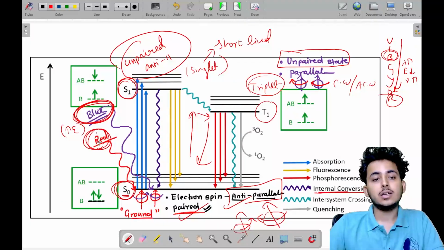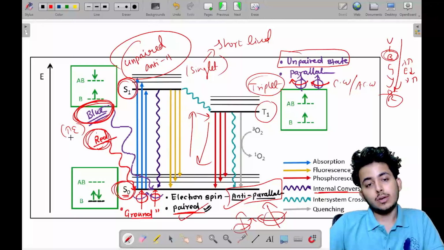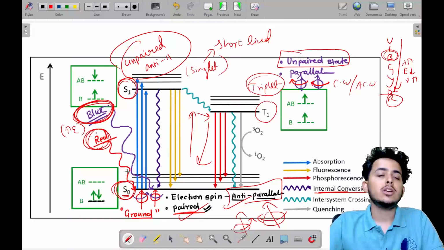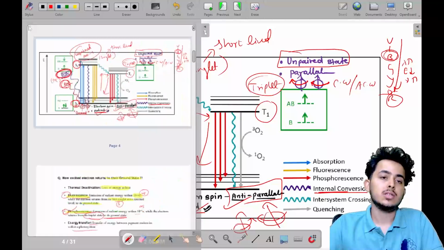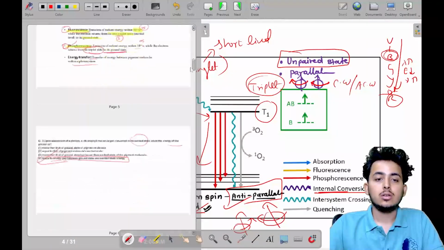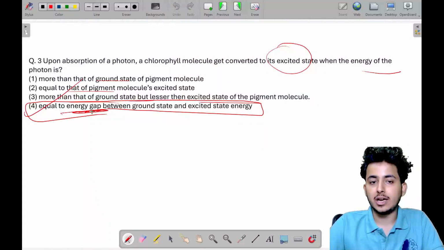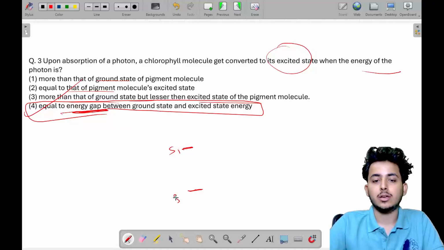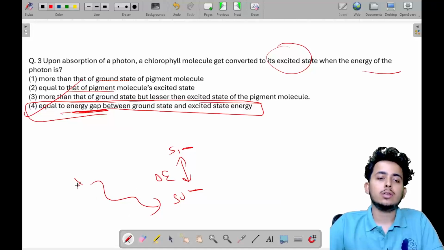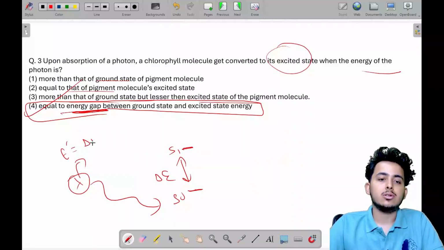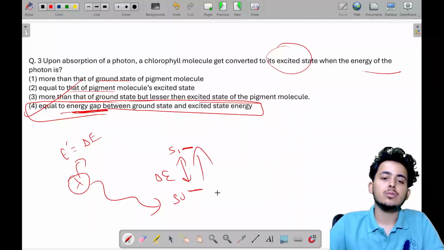Okay, that means that the wavelength of the light should be so specific that the molecules are able to absorb it and then reach the excited state. So basically the wavelength should be equal to the energy gap between the ground state and the excited state. Okay, so this energy gap delta E, if light falls with a wavelength lambda such that the energy that is incident is equal to delta E, then only the transition will happen.